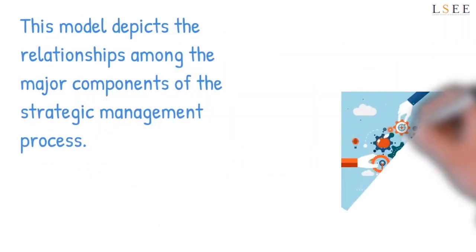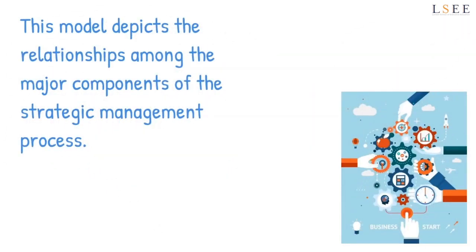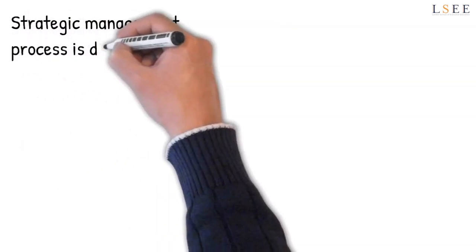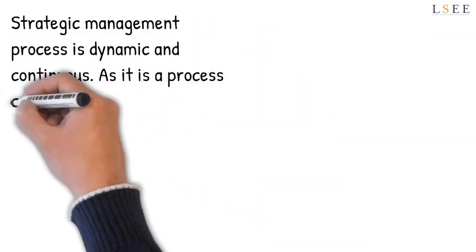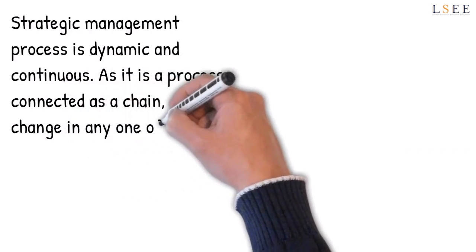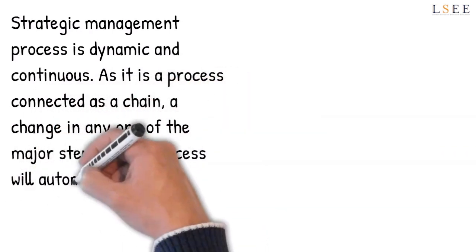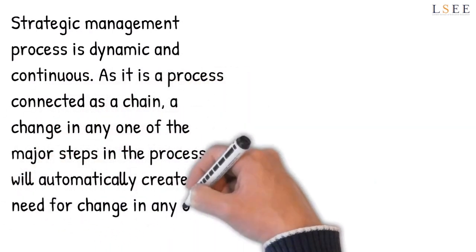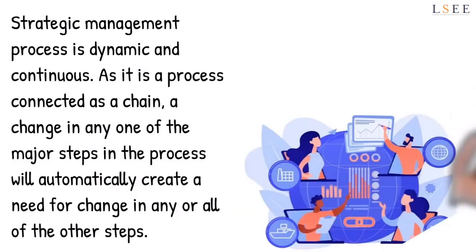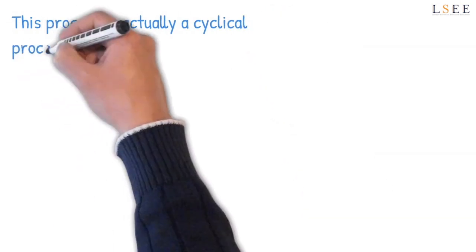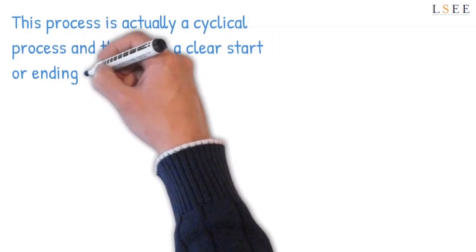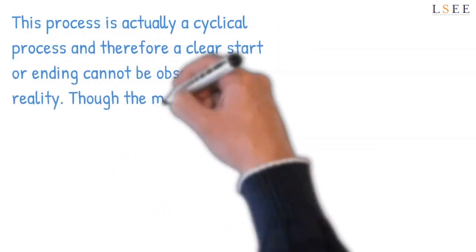This model depicts the relationships among the major components of the strategic management process. Strategic management process is dynamic and continuous. As it is a connected process, a change in any one of the major steps will automatically create a need for change in any or all of the other steps. This process is actually cyclical, and therefore a clear start or ending cannot be observed in reality.